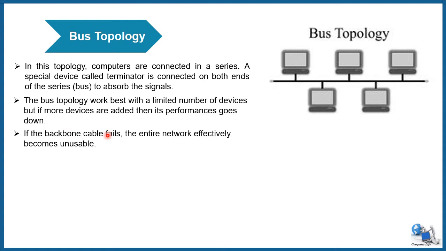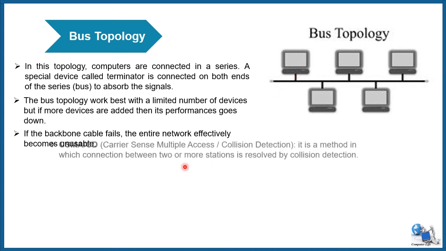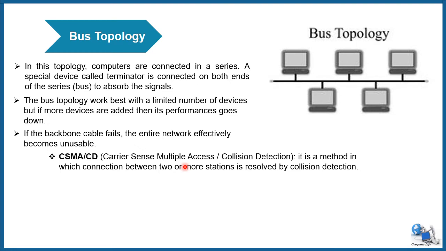If the backbone cable fails, the entire network effectively becomes unusable, because in this network you can see that we have a backbone where all the computers are connected. So if it does not work, then definitely all the systems cannot work. Now I will tell you about collision detection, which may be a problem in the bus topology, but due to the availability of CD we can resolve that issue.